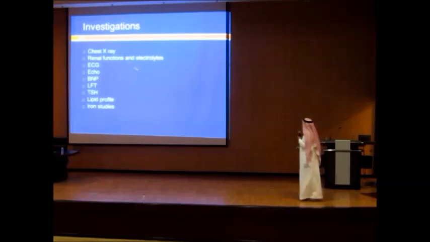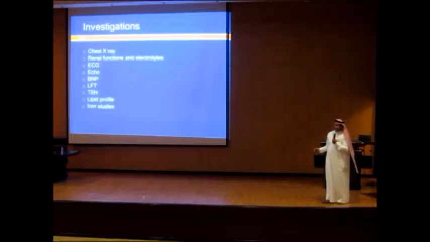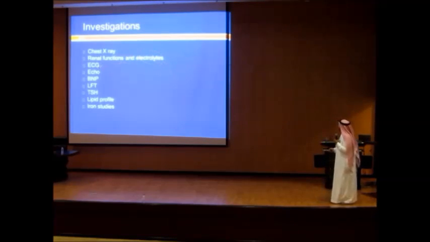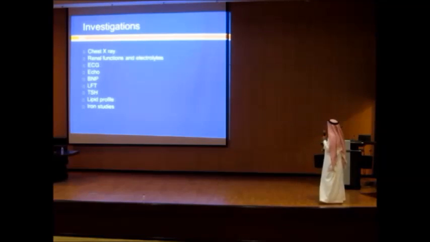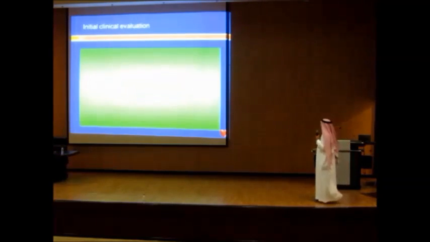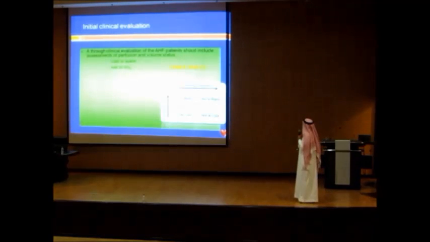You investigate the patient, X-ray, renal function, because the patient is on ACE inhibitors and ARB. Check the electrolytes, especially potassium, look at the ECG for ischemia and arrhythmias, do the echo to confirm the diagnosis, assess the patient, BNP, liver function test because of stasis, thyroid function test. So these are must investigations in every patient with heart failure.